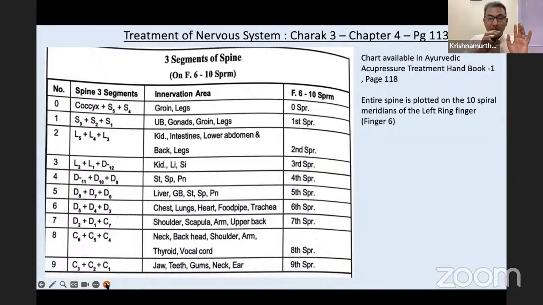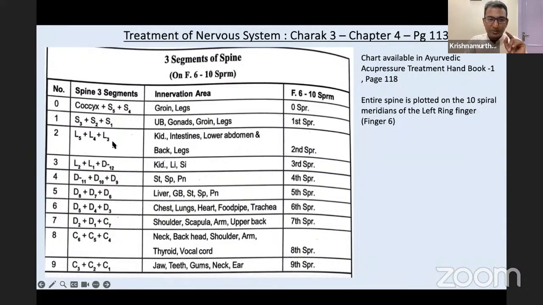See, the entire spine is on this finger, finger number 6, the left ring finger. And using spiral meridian, you can treat it. When you use spiral number 0, you will be treating three joints in one spiral. Fantastic results if you know how to use spiral meridian.